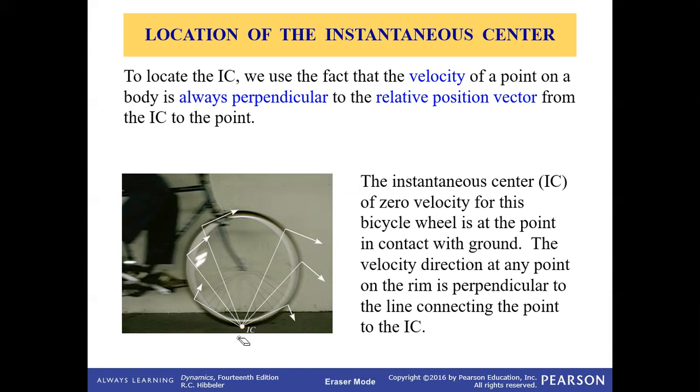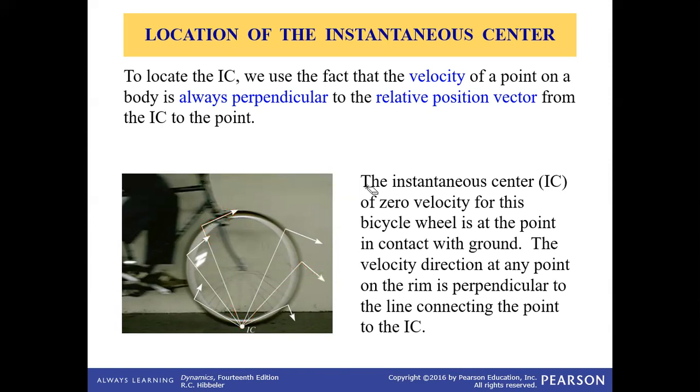Okay, now how do I locate that center? What is the velocity of this point on the bicycle? It is like this, right? Then what is the velocity of this point here on the bike? Like this, let's say. Then draw the normal. This is 90 degrees. Then similarly, draw the normal here. Where do these two normals meet? There. That point is called the instantaneous center. This is how you figure out the instantaneous center.